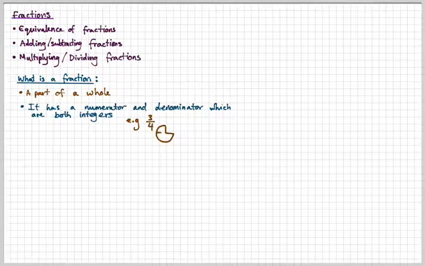This is, if we split a whole into 4 parts, then we have 3 out of those 4 parts. Let's look at 5/12. If we split a whole into 12 parts, then 5/12 is 5 out of those 12 parts that we split it into. You couldn't have a fraction like 3.5 over 4.5 because then the numerator and denominator would not be whole numbers.